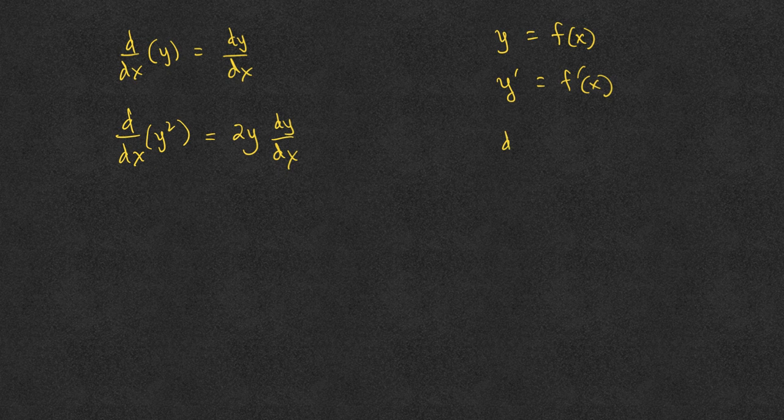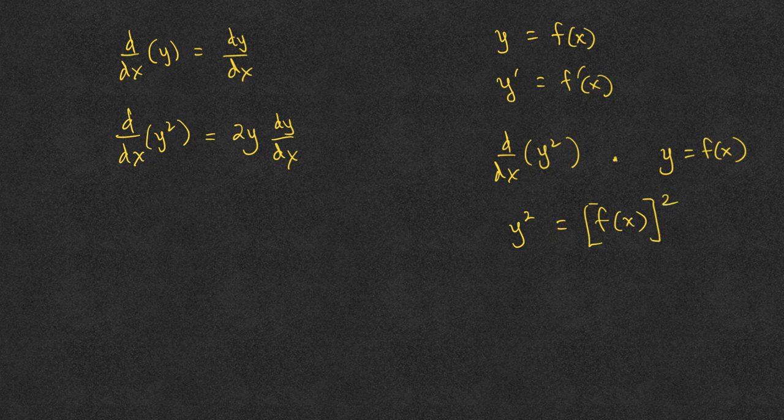Similarly, to differentiate y squared with respect to x, we can think of y as a function of x. That is, y equals f of x. And so the fact that we write y squared, it is actually f of x squared. And so we call this function capital F for example.